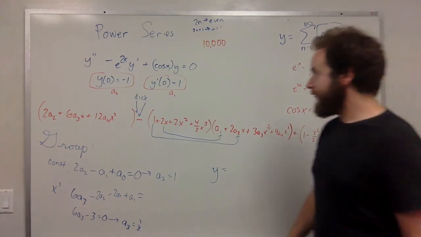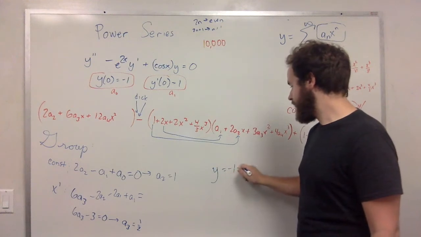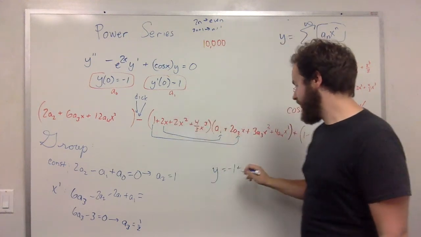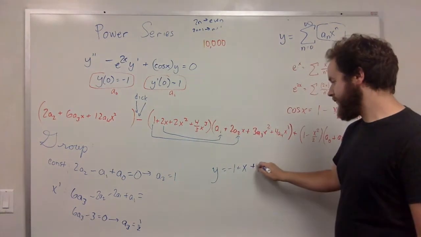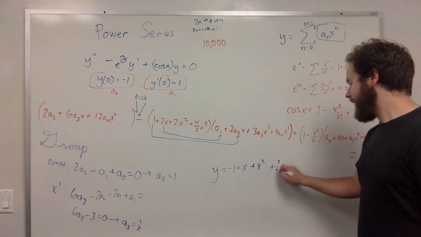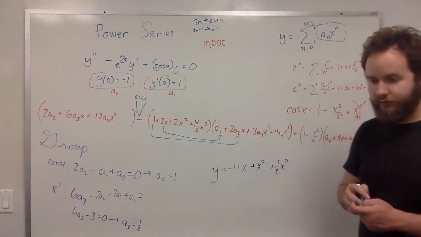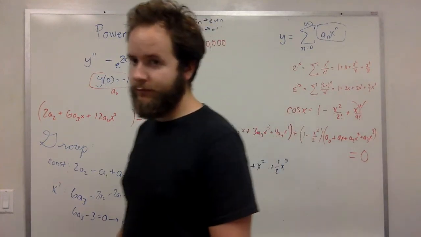Okay. What's our a0? -1. a1 is 1, so we have plus 1x. Our a2 was 1, so we have plus x squared. And our a3 term was 1/2, so we have plus 1/2 x cubed. And this is the first 3 non-zero terms of the power series representation of the solution to that differential equation.